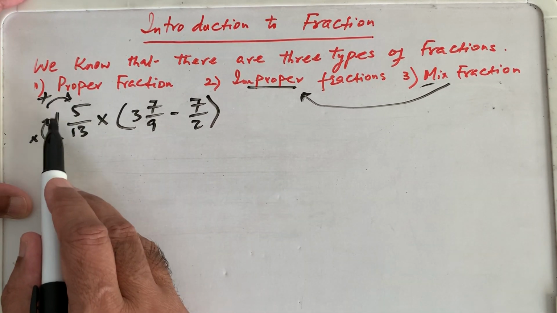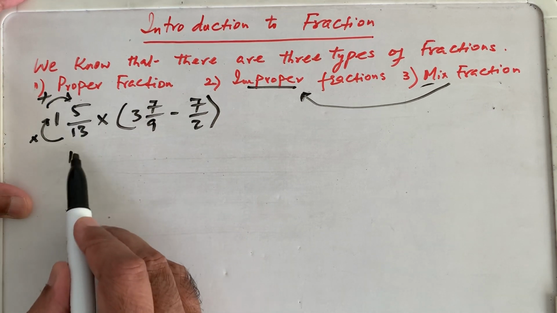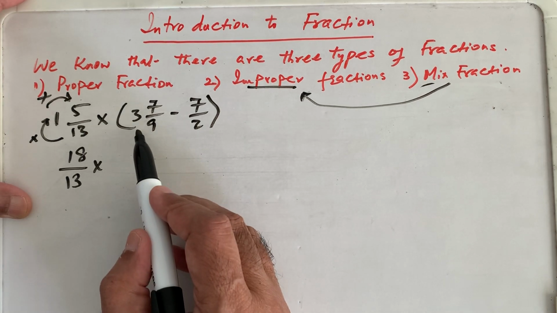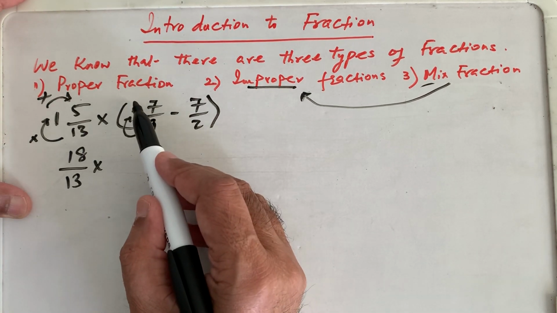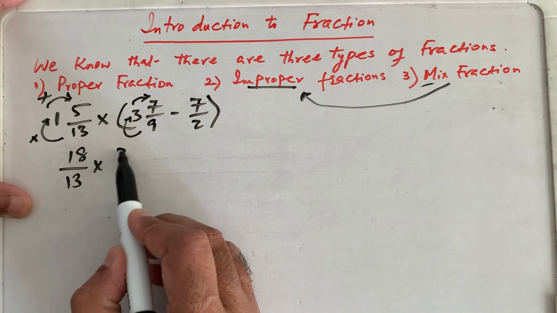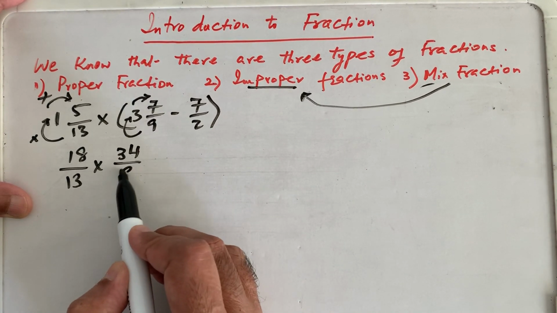13 times 1 is 13, plus 5 is 18. So 18 divided by 13, times, again we have to do the same thing. 9 times 3 is 27, 27 plus 7 is how much? 34. 34 divided by 9.